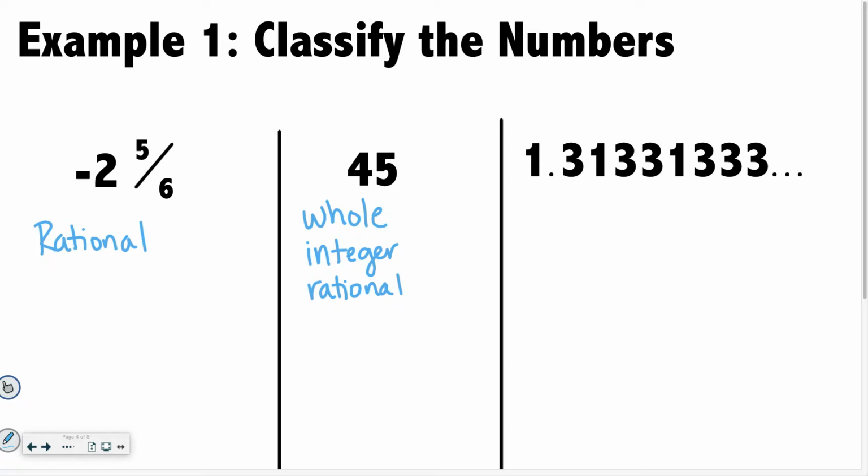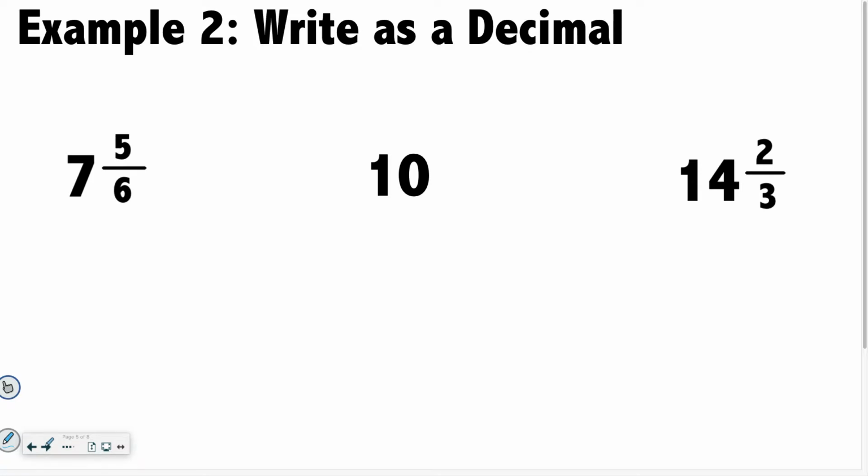And then the next one, I have 1.3133133. So notice that there's nothing that's repeating in a regular fashion, right? Like here the 3 repeats once, then it repeats twice, then it just goes on and on. So since that number doesn't repeat, I can't change that into a fraction because I don't know what these numbers are. So since it can't be written as a fraction, this is irrational. And if it's an irrational number, it can't be anything else. It can only be irrational. So then I'm done. All right, so that's example 1.